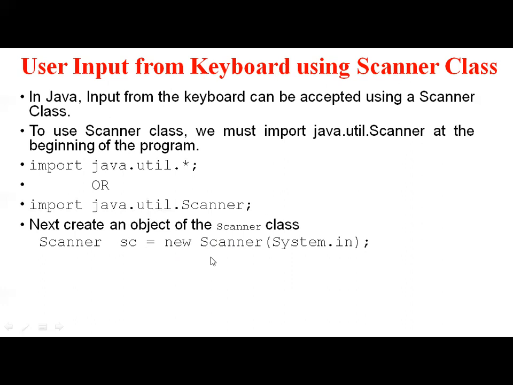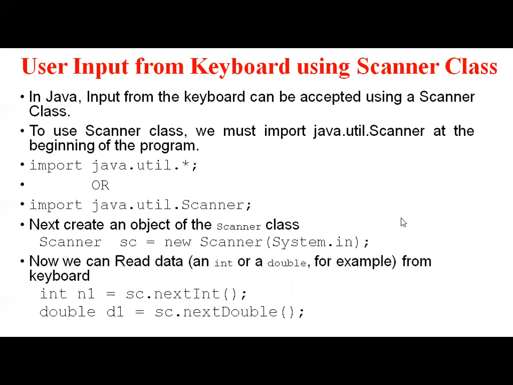This is the statement to create an object of the Scanner class: Scanner sc equals new Scanner, and pass System.in as a parameter to this Scanner class. It should end with a semicolon. Now we can read data, any data like an integer number or a double number or a character or a string, any kind of data we can read from the keyboard in this way.